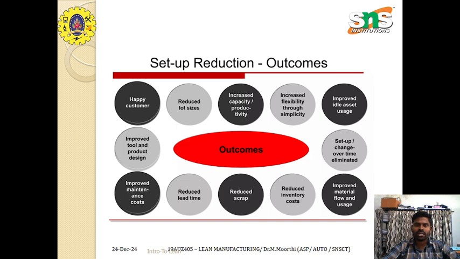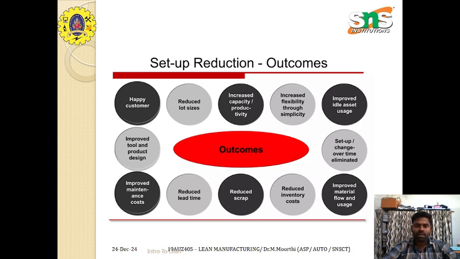So these are the reduced lot size, and the increased capacity and productivity. By following this setup reduction, we have an overall increased capacity of the organization, and effective productivity of the organization. Then increased flexibility through simplicity. We have to maintain the simplest process for each process, so that we have flexibility in our hand. The next one is improved idle set reset usage, and then improved tool and product design.